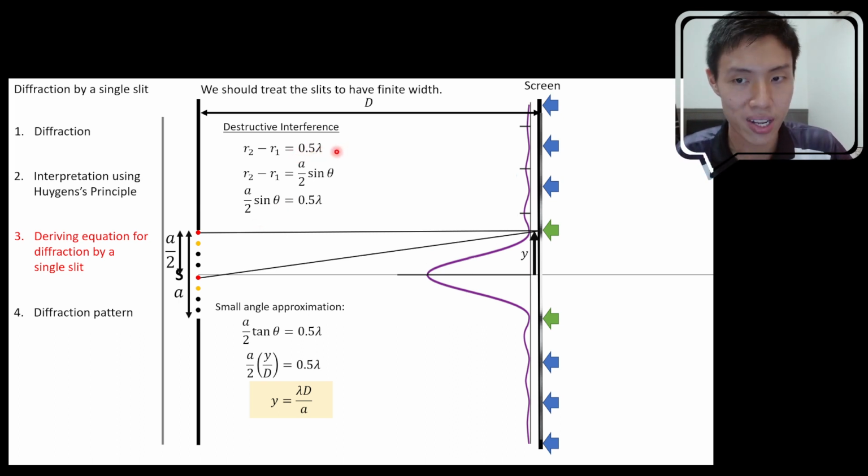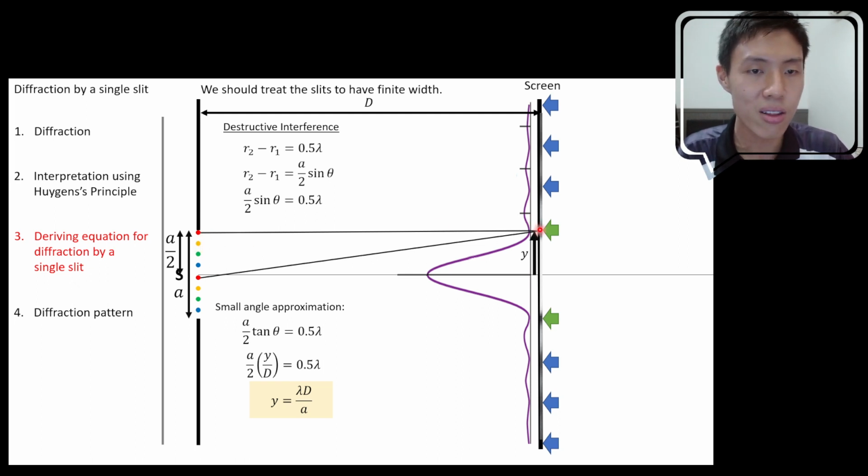which is 0.5 lambda. Okay, so red cancels red, orange cancels orange, green cancels green, blue cancels blue. So at the end, everything cancels out, so none of the light that reaches here will survive. All of them will interfere destructively. That's why there's a dark area over here, because there's no light that survives the cancelling. Okay, so that's for the first dark fringe.